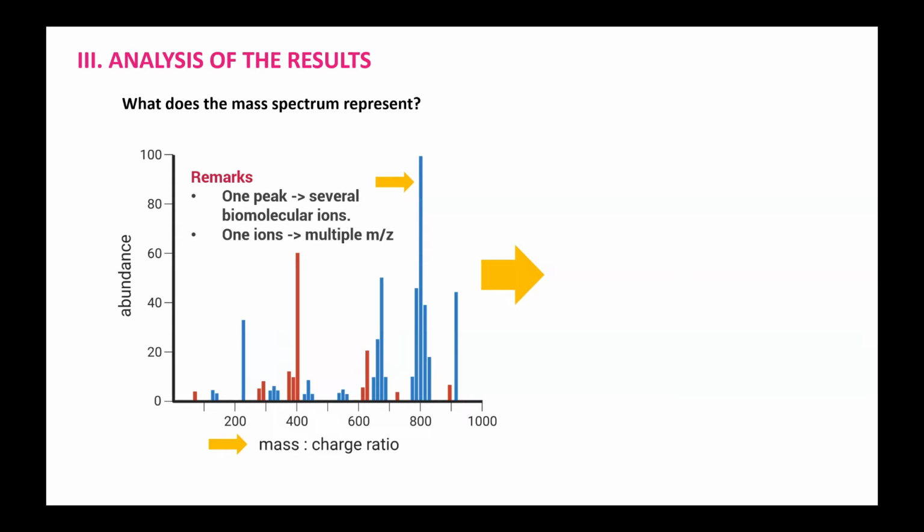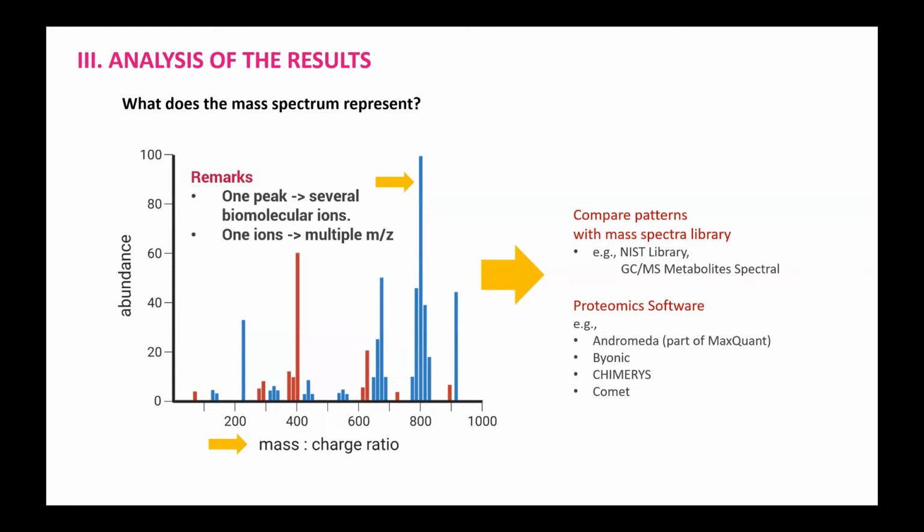The interpretation of mass spectra requires combined use of various techniques because one peak could indicate several biomolecular ions, and also one molecular ion can show up at multiple mass-to-charge values. Usually, for protein identification, peptide mass fingerprinting is often used. The result is compared with a library of already known mass spectrum patterns, such as from the NIST-MS peptide spectrum database, with the help of software such as Andromeda or Bionic for proteomic studies. Now we will focus more on the limitations of the technique.